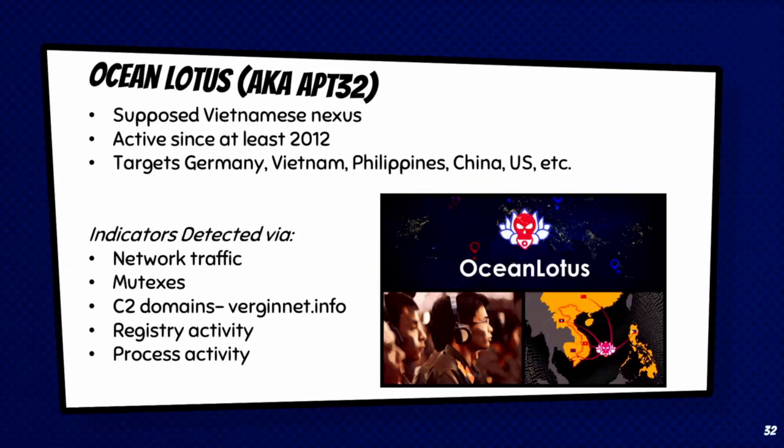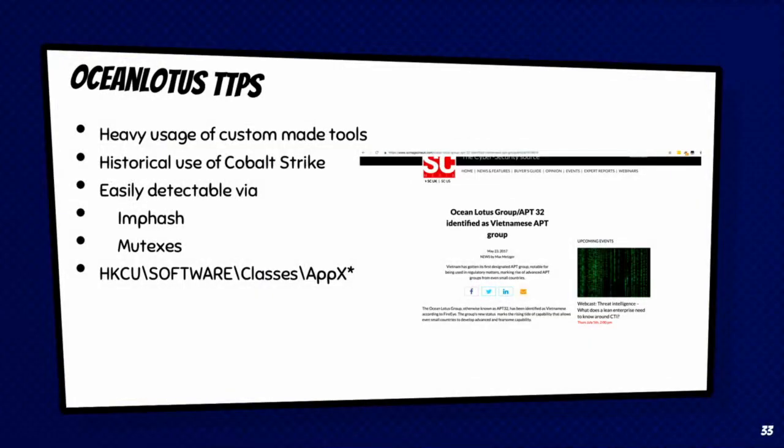You'll see some similarities here, meaning the ways that we determine and detect Ocean Lotus are similar to what we would do with any other actor group or malware family. In this case, we detect it via network traffic, C2 infrastructure setup, C2 domains specifically, and in this case, there's one domain that I was interested in. And then obviously registry activity and process activity related to the malware that Ocean Lotus uses on a daily basis. Ocean Lotus uses a combination of multiple tools whenever they go out and operate.